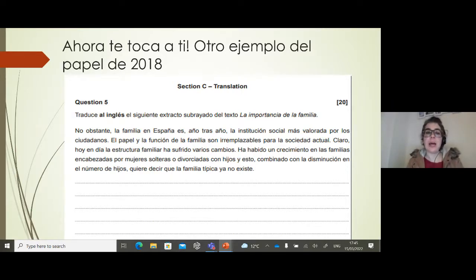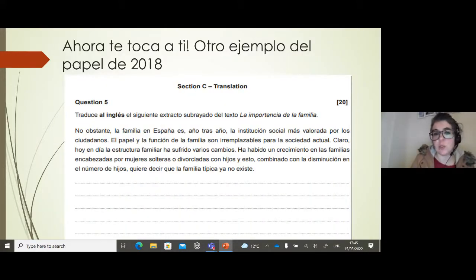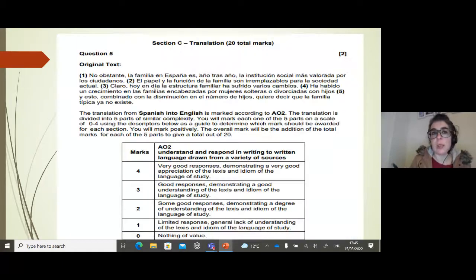So again, highlight the words that you're familiar with in one color, the ones that you're not familiar with in a different color, and carry on this way. I put as well in here a translation for you to do, but I wanted to show as well how these translations are marked. So as you can see, this would be the original test. The translation from Spanish into English is marked according to AO2.